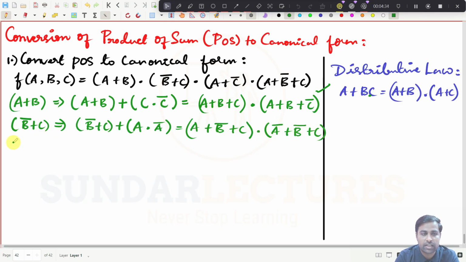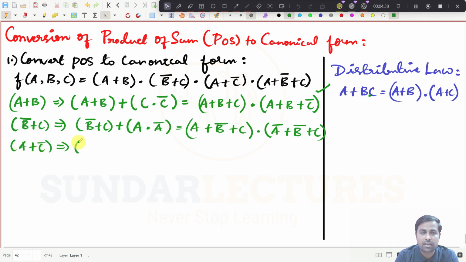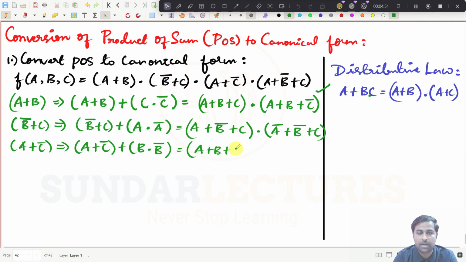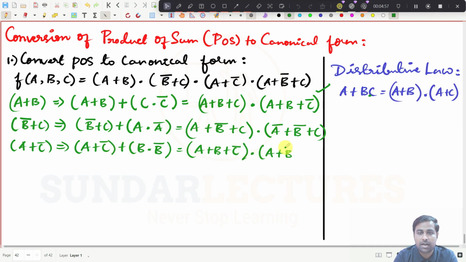That's all. I will go for the other term, A plus C bar, and the missing term here is B dot B bar. B is the missing term, so I am writing it like this. So this will be A plus B plus C bar, this whole term, dot A plus B bar plus C bar. This is the other term.